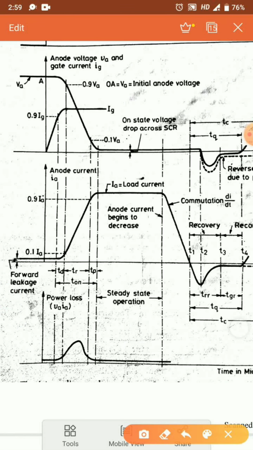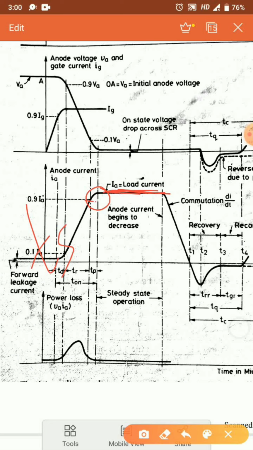Then we have the third, that is called my spread time. Spread time is nothing but when the anode current rises from 90% of its value to its 100% value. Now this gap is called my spread time. In spread time we can see that the anode current initial value was 90%, but it has reached its 100% value. The load current value has been established.